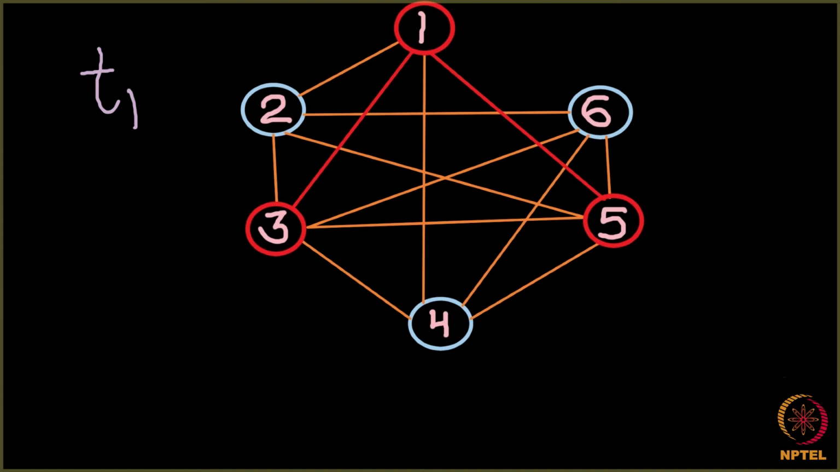So let's say node 1 here infected node 3 and node 5. Now see, node 1 was infected at day 0 and now it is day 1. So what's going to happen at the end of day 1?